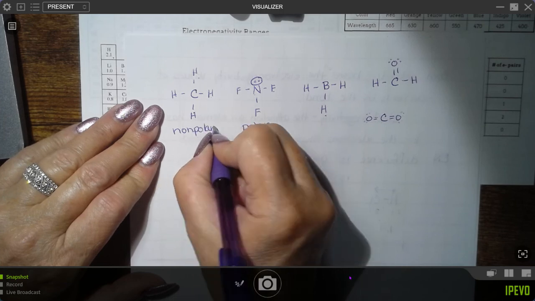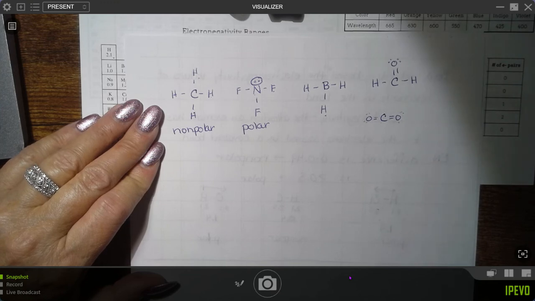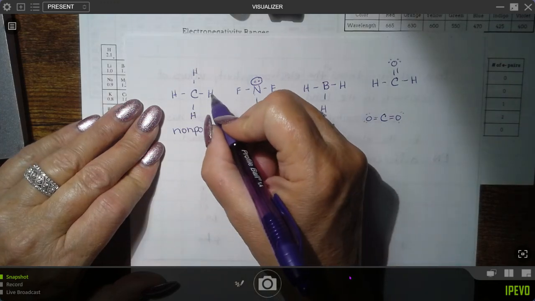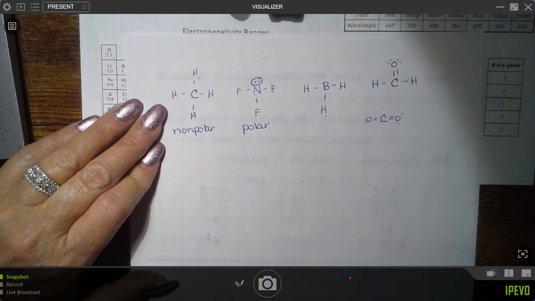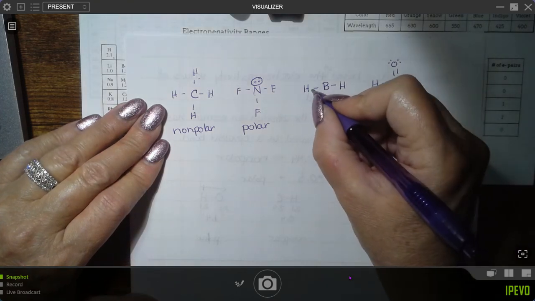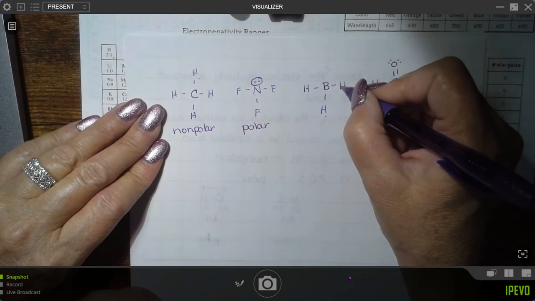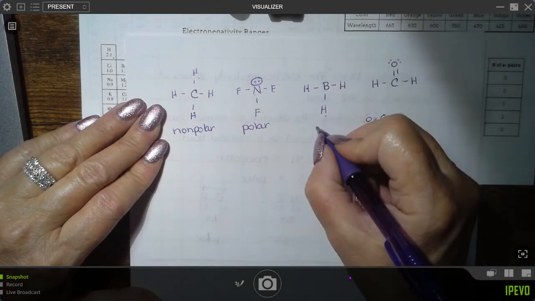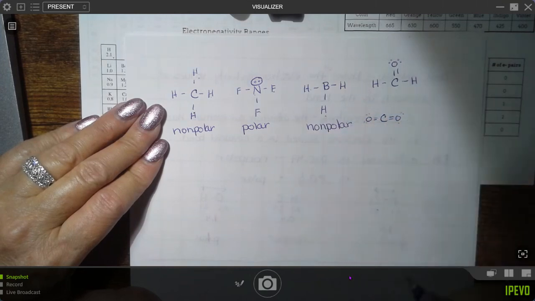And if you think about that, that makes sense, right? Because polar means there's a part that's more negative and a part that's more positive. Well, these hydrogens are all the same, so they're not going to be polar because the electrons are shared equally throughout that molecule. BH3, again, no lone pairs. All three things attached to the central atom are the same. So that's another nonpolar molecule.